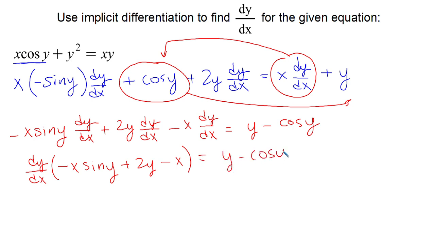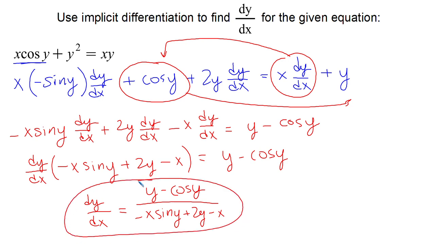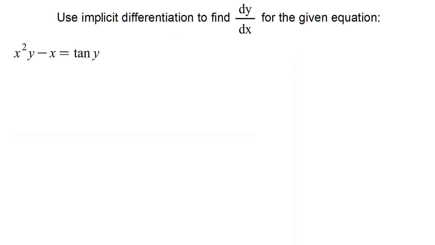And our last step will be just to divide by everything that we had left when we factored out the dy/dx. So on the right-hand side, we've got the y minus cosine y, and it's now being divided by negative x sine y plus 2y minus x. And there is our final answer. We've got one more here to go.